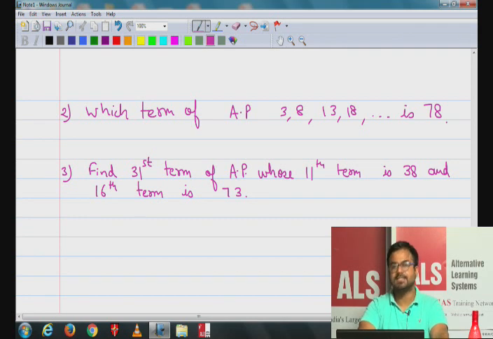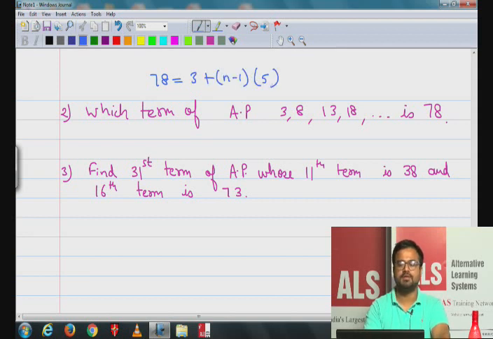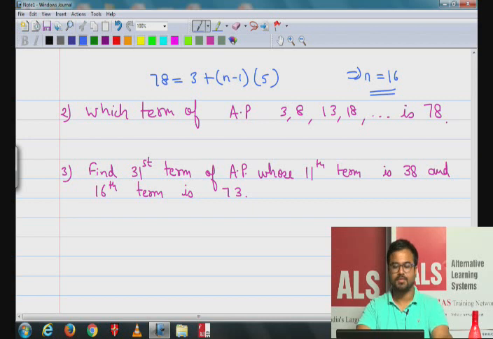Yes, Sipur, 16th is the correct answer. That's correct, 16th term. So you can use the formula for the nth term. 78 is equal to a plus n minus 1 into d. The common difference is 5. So when you solve this one, you will get n is equal to 16. That's correct. Now in the next one, we have to figure out the 31st term of the AP.